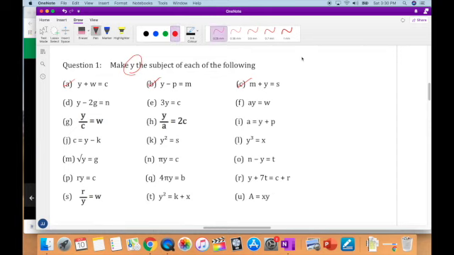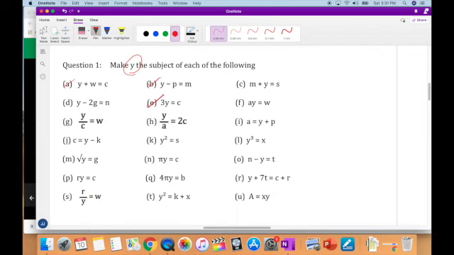Yes, sir. So now we have the second one, y minus p is equal to m. What to do here, Shazay? Transpose the p and then it becomes m plus p. Y is equal to m plus p. M plus p, nice and easy. And Scotia, I have m plus y equals s. Transpose and it'll be y equals s minus m. Minus m, very good. Good job, right?